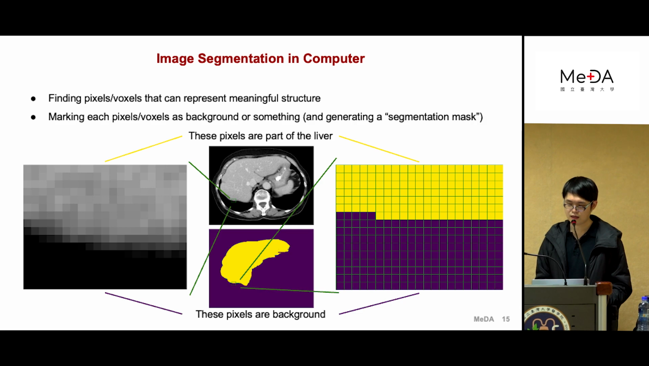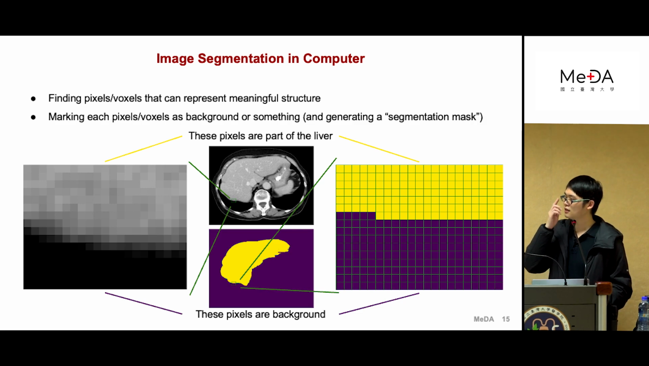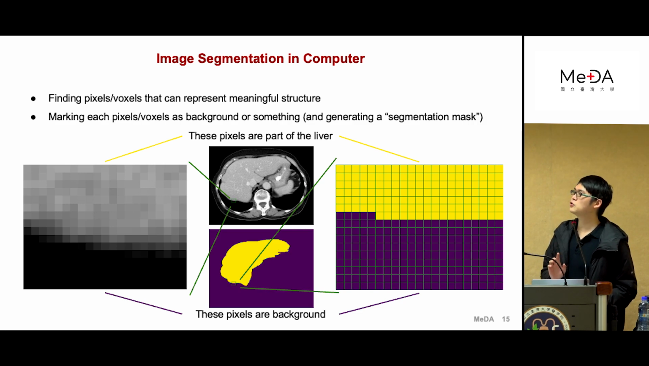By marking this image, which means we do the segmentation, we will get this kind of image, which contains only 0, the purple part, and 1, the yellow part. This image is called a segmentation mask. So segmentation in a computer means I give you an image, and I want you to find this segmentation mask. This segmentation mask has the same number of pixels as the original image, but it has to point out which part is the area of interest and which part is not.